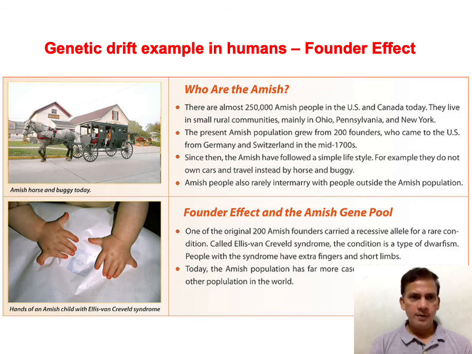Now, because of this little variation, there were some recessive alleles in this population which initially were heterozygous, and now they have become homozygous after a couple of generations. There is a disease condition which has been identified in this population, called Ellis-van Creveld syndrome. This is a condition which leads to dwarfism.